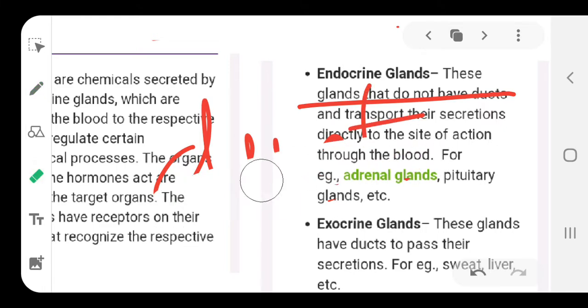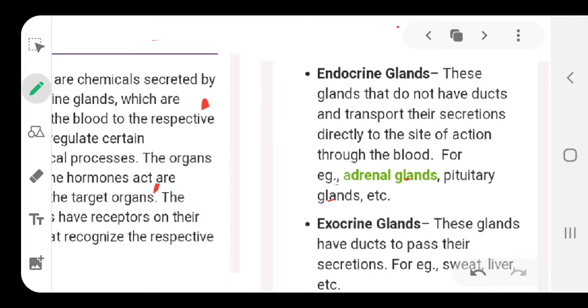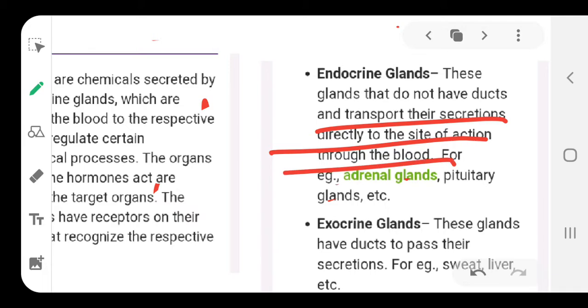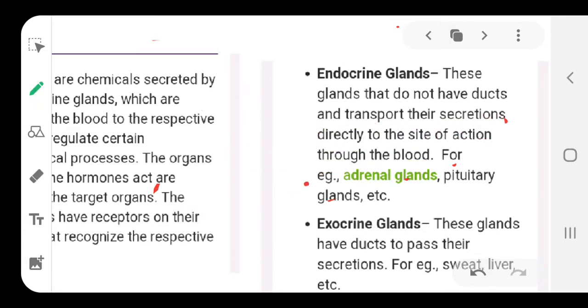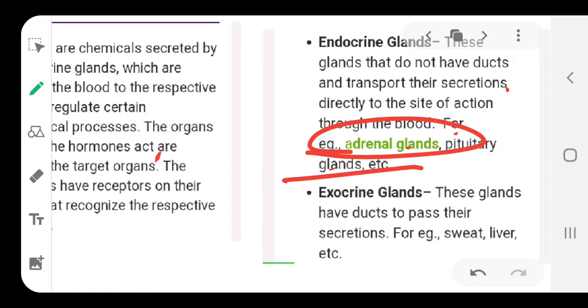These glands do not have ducts and transport their secretions directly to the site of action through blood. That means they make the hormone and it is directly transported to the site through the blood. Underline the examples: the adrenal glands and pituitary gland are examples. Exocrine glands have ducts to pass the secretions, so they collect and store them. For example, the sweat gland or the liver. So these are some examples of exocrine glands.